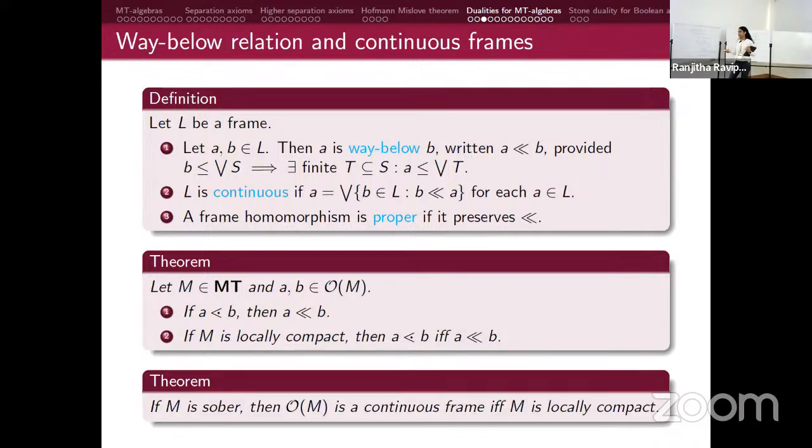And what happens next is exactly what happens in topological spaces and frames. If you have a sober space, the opens of a sober space form a continuous frame if and only if the space is locally compact. So I'm going to get exactly the same thing as in topological spaces. If M is sober, the opens of a sober empty algebra is continuous if and only if M is locally compact. The only thing which is not true in our case is that if you have a continuous frame, it's always spatial. Unfortunately, we don't get that. We don't get this to be spatial.